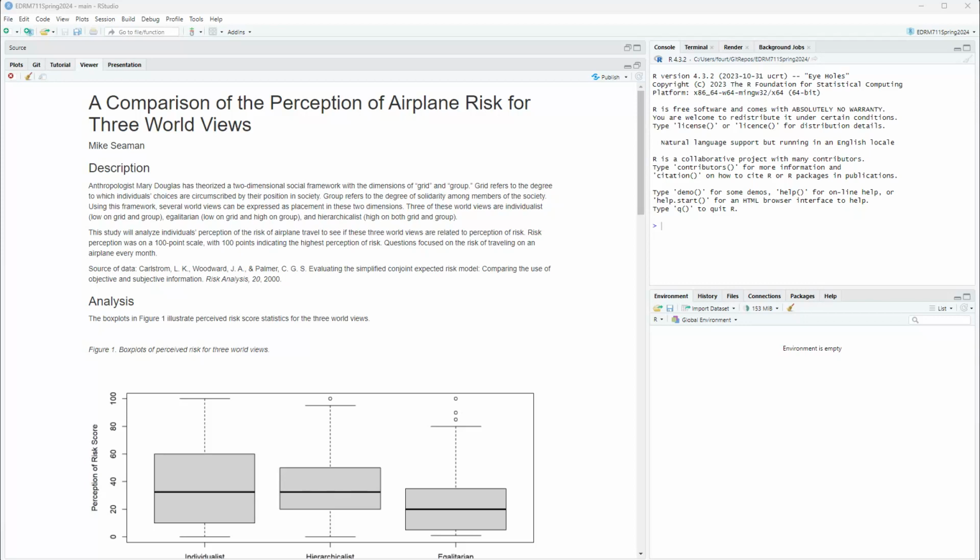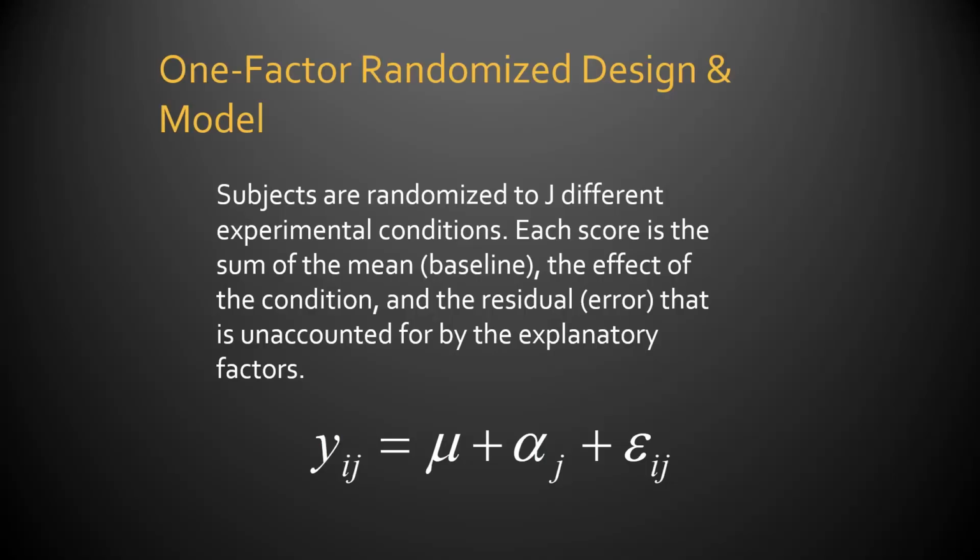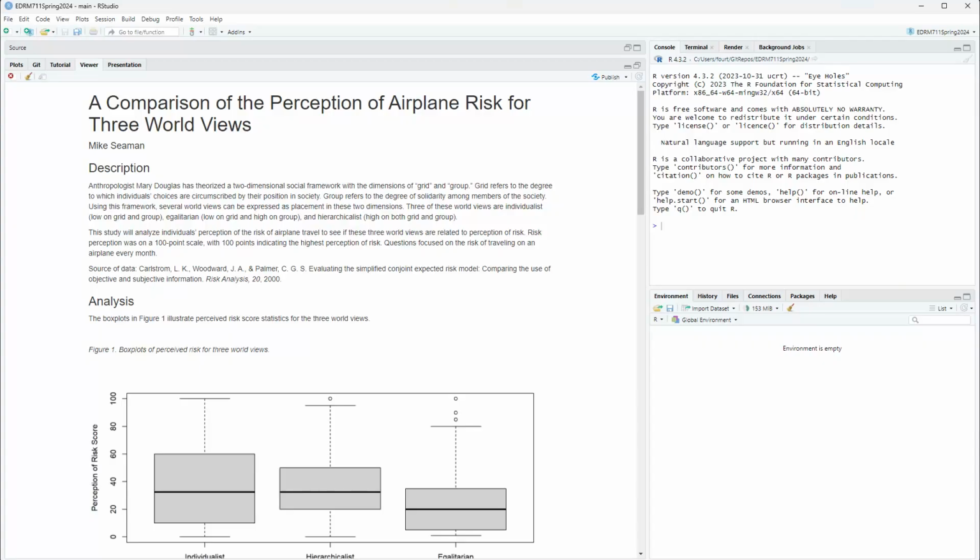So in this particular case, looking again at our linear model, we want to know if the person's view of risk of riding on an airplane, that would be the Y, is equal to the sum of the mean risk across everyone in our study, plus the effect of being in that particular worldview condition, plus what's not explained by the first two components of this model, that is the leftover, and that would be our residual. So that linear model will apply to this case right here, even though we did not randomize to conditions.